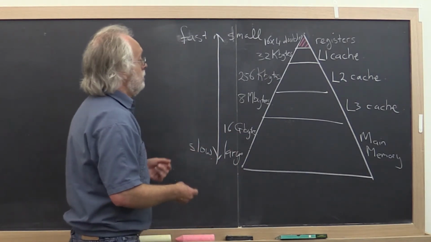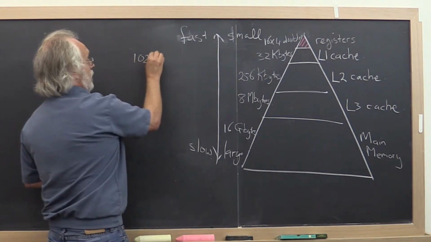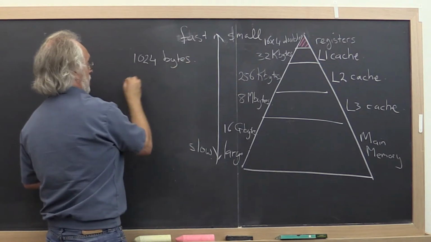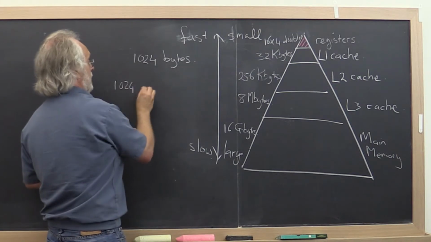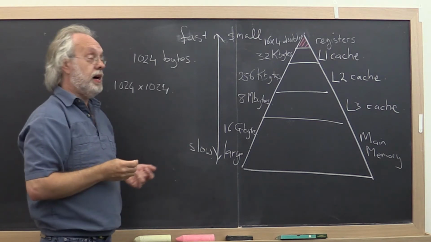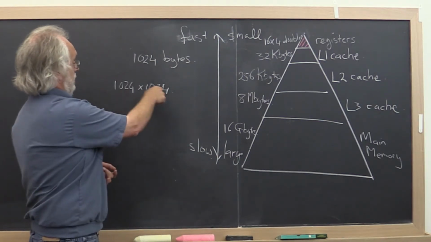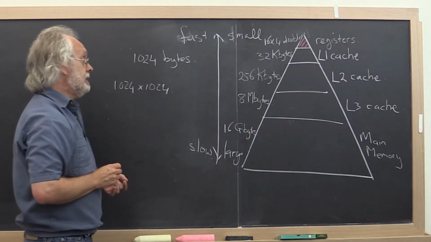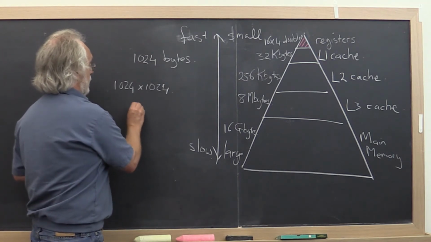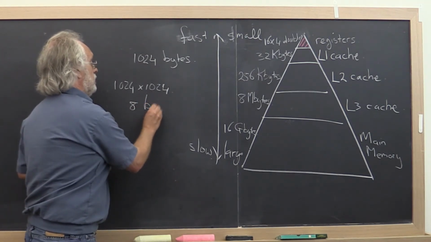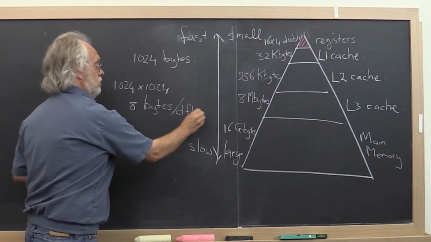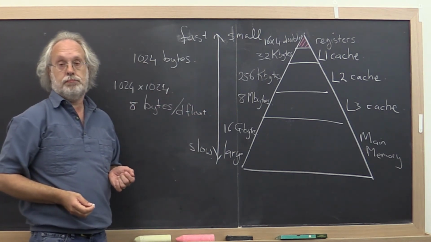And the important thing to keep in mind is that kilobytes means 1024 bytes. A megabyte means 1024 kilobytes, so that means 1024 squared bytes. Gigabyte is 1024 times that, 1024 megabytes. And the other thing to keep in mind is that it takes 8 bytes to store a double precision floating point number. Right, so go do the exercise.